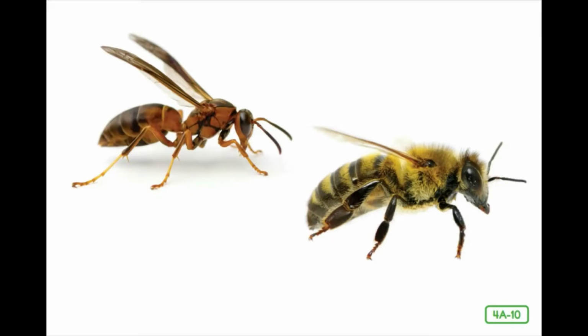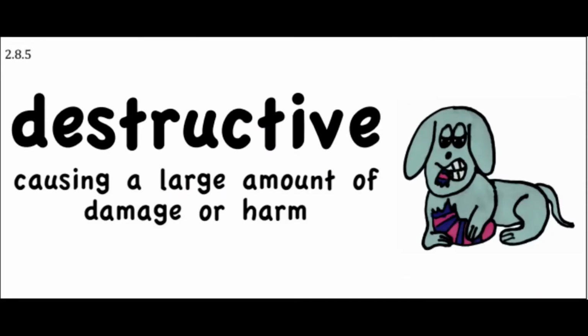But before we do, we're going to go over some vocabulary words that we will see. Destructive. If something is destructive, it causes great damage or harm. For example, hurricanes can be very destructive storms. Take a minute to think about something you know that can be destructive.